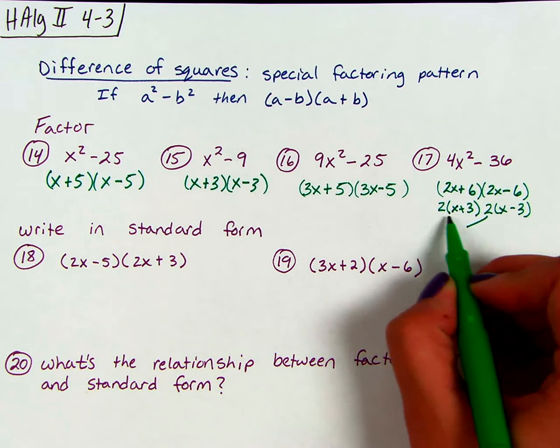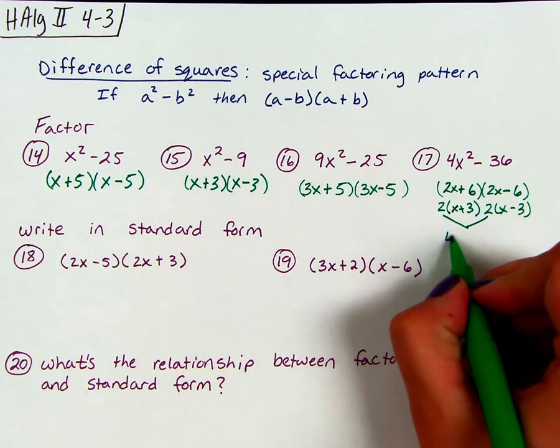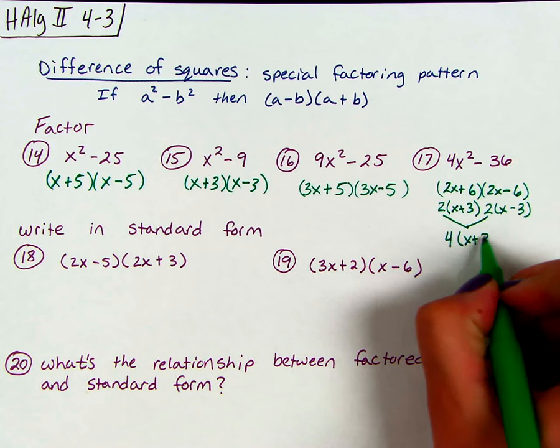So that means I need to multiply the two numbers together. So this would be 4, and then x plus 3, x minus 3.